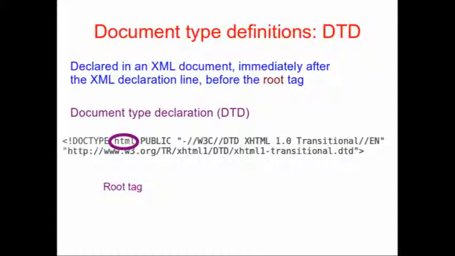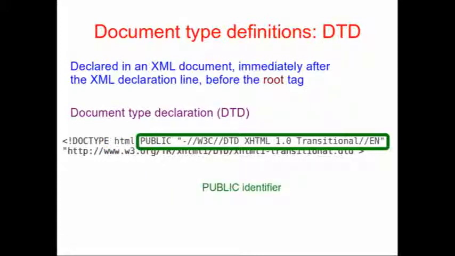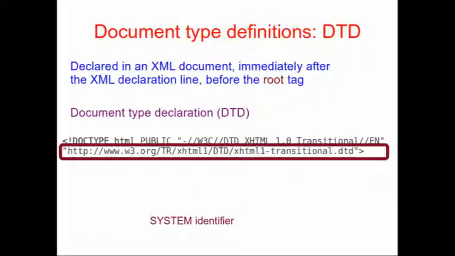We can then say that we're going to have a public identifier. In this case, it's an identifier that describes XHTML. Or you can have a system identifier that's not necessarily available to the public, but is located somewhere available to the underlying system. And then you have a link to where that DTD can be found. So in this case, the actual document type definition is described at this URL here.